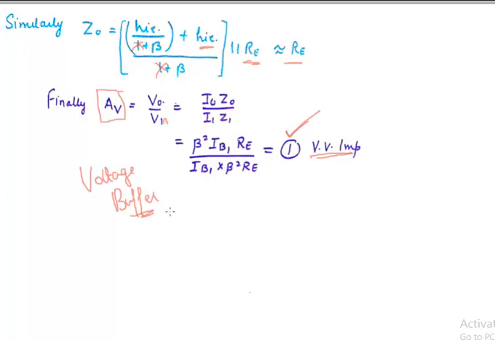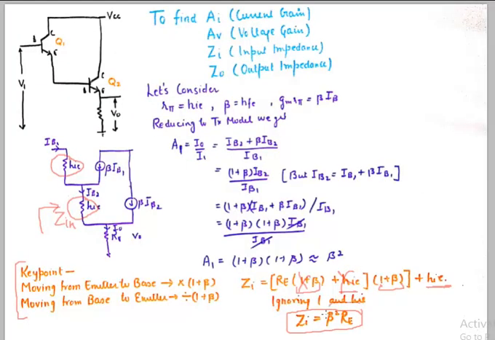So these 4 results are very important, that the output impedance is approximately equivalent to RE, the input impedance is equivalent to beta square RE, the voltage gain is unity, and the current gain is beta square. So that's about it for the Darlington pair. It's a very important multi-stage amplifier, one of a kind, made from common collector, used for current amplifications.